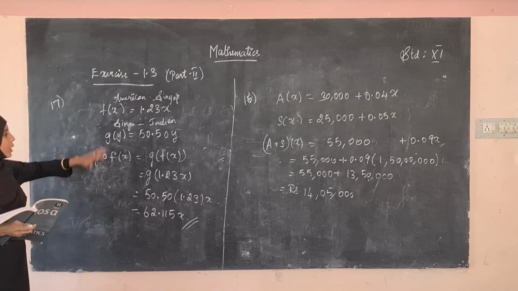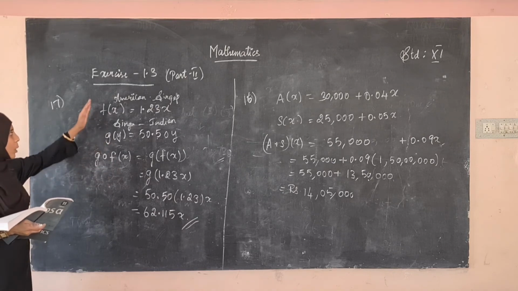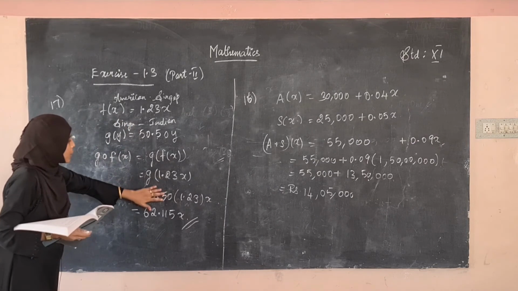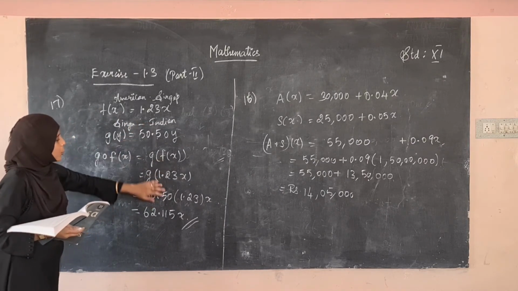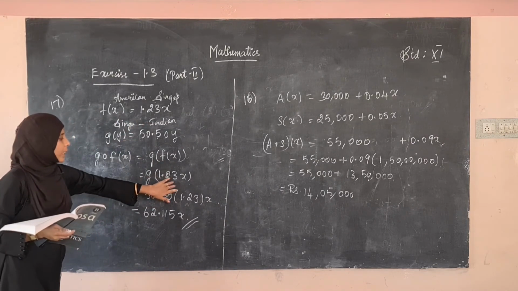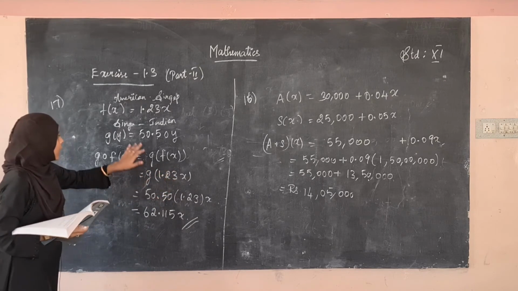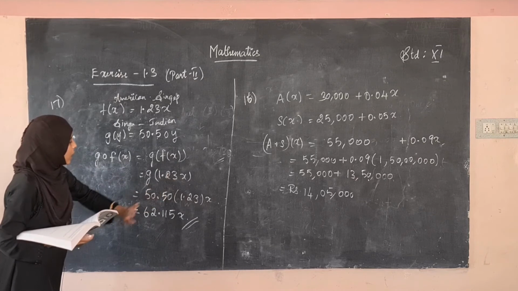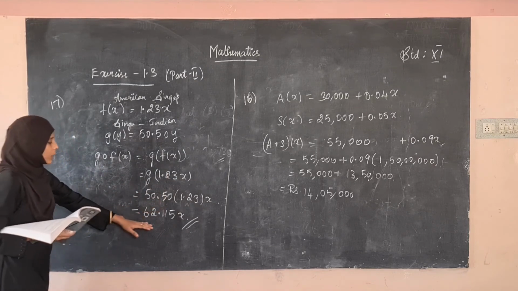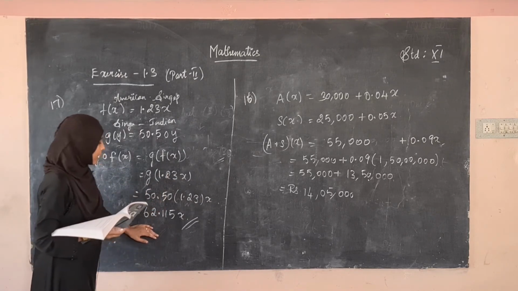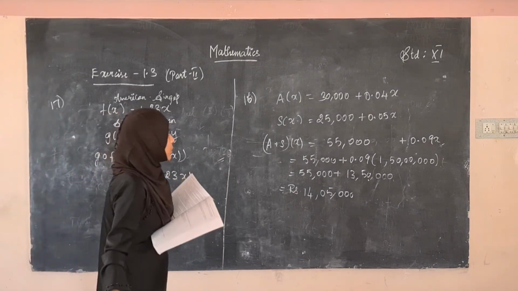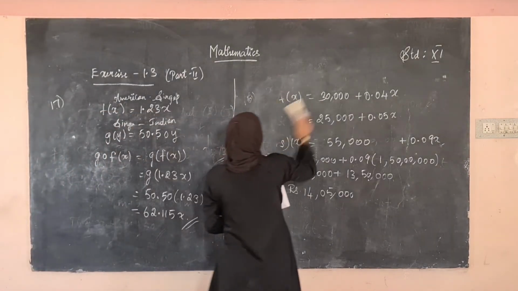This can be done using the composition of functions, that is g composite f. g composite f means first you have to calculate g of f of x. Substituting f of x as 1.23 into x, and again g of y, taking this value as y and substituting here, 50.50 into 1.23 into x. When you multiply both, you will get 62.115 into x. This is the answer. Now the 18th sum. What is given in the 18th sum?